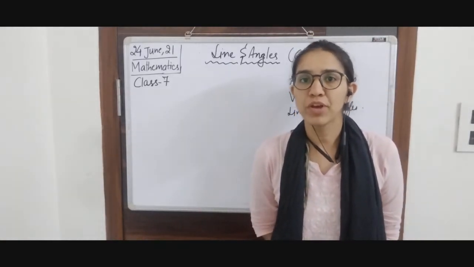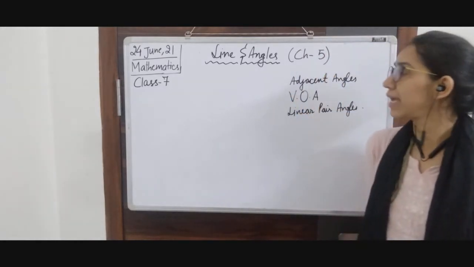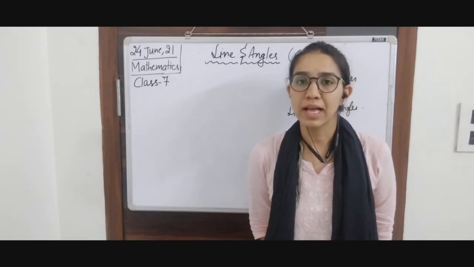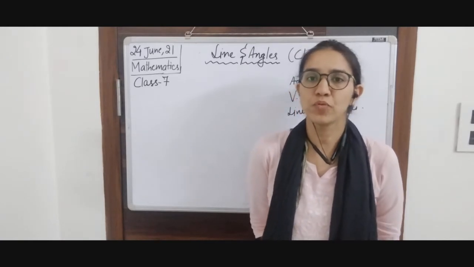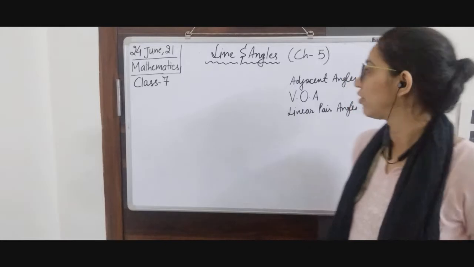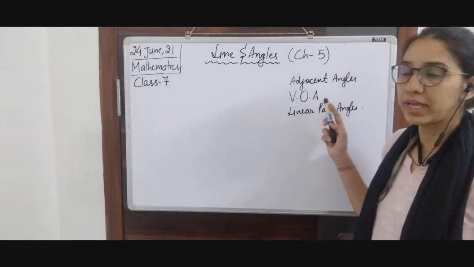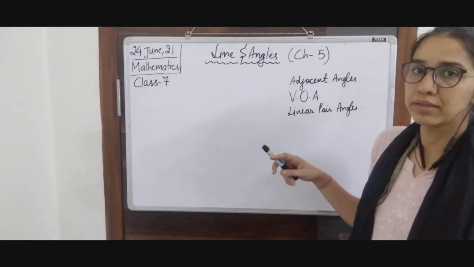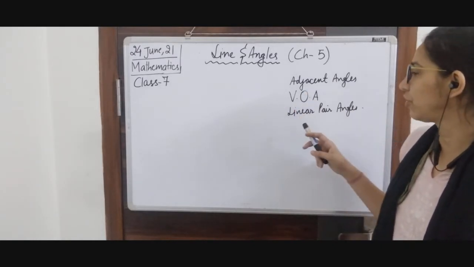We have been doing chapter number 5, that is lines and angles, since yesterday. In yesterday's class we talked about different types of angles, that is adjacent angles, vertically opposite angles and linear pair angles. I am going to recall the definitions of all these three angles.